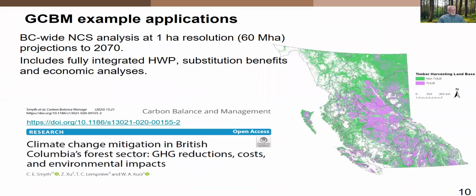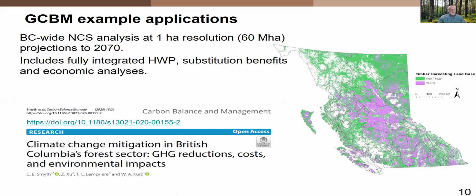A second example, led by Carolyn Smith from our team, is the BC-wide analysis of natural climate solution opportunities. The model was run at 1 hectare resolution for all the 60 million hectares or so of British Columbia, and we included projections to 2070.